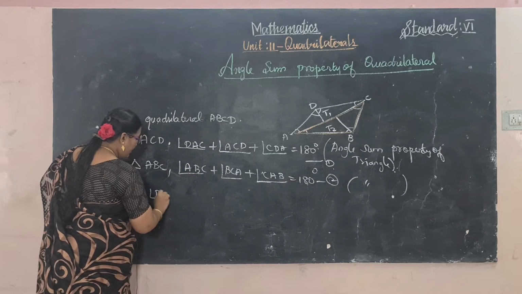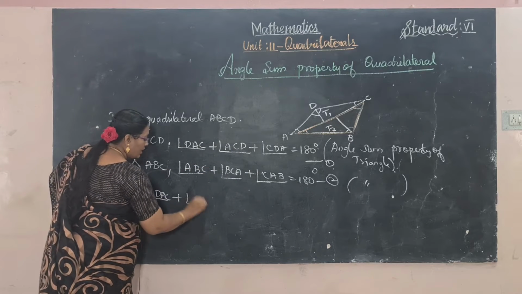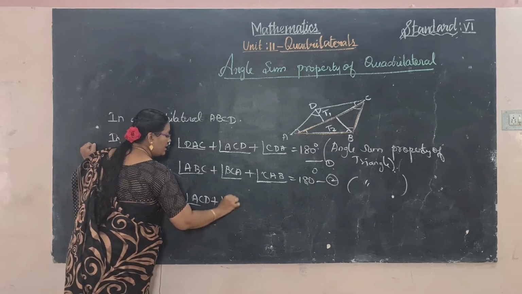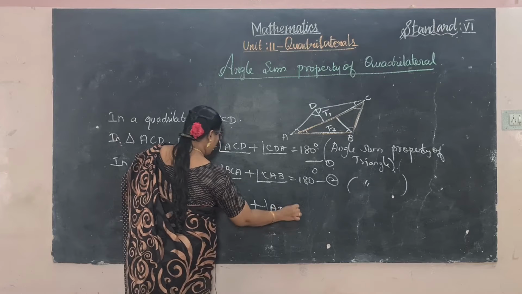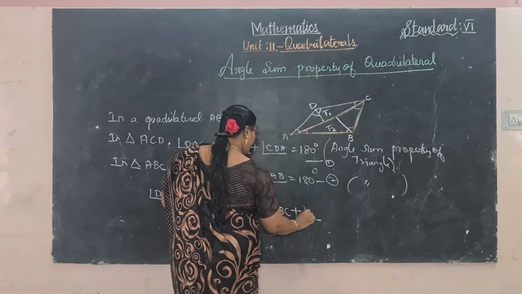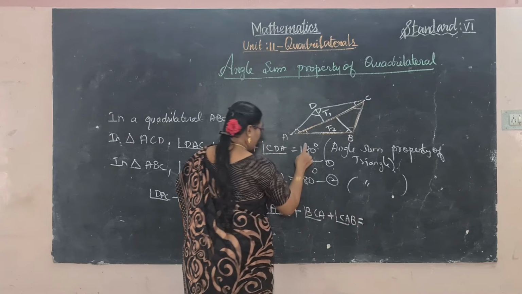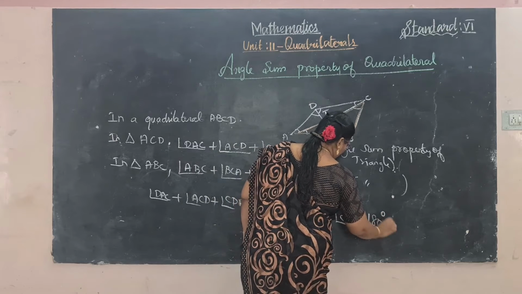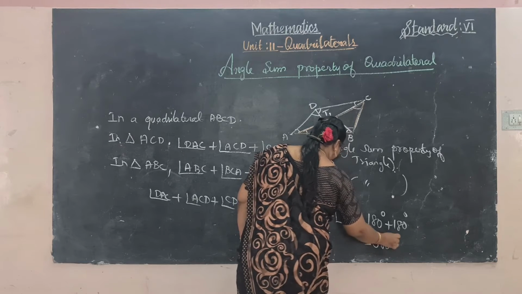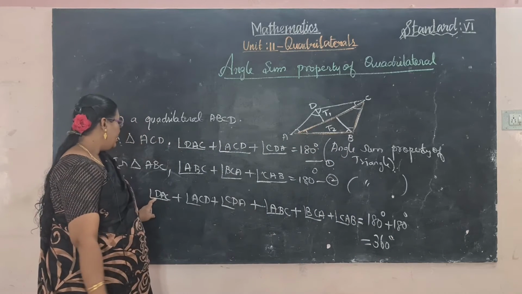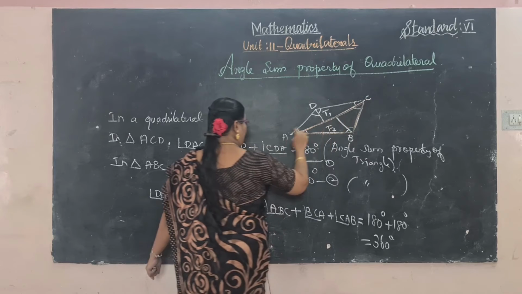Okay, now what is that first one? Angle DAC, just write, add these two values. ACD plus angle CDA plus ABC plus BCA plus angle CAB equal to, add these two values, 180 plus 180 degree. So 360 degree. See here, DAC and CAB.